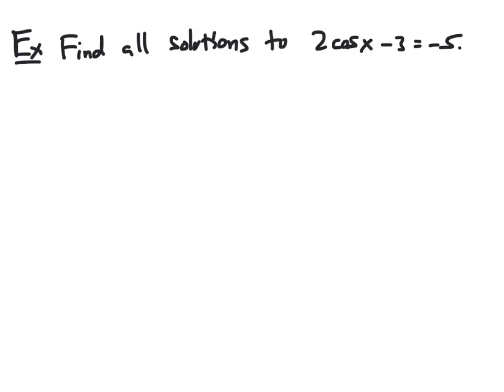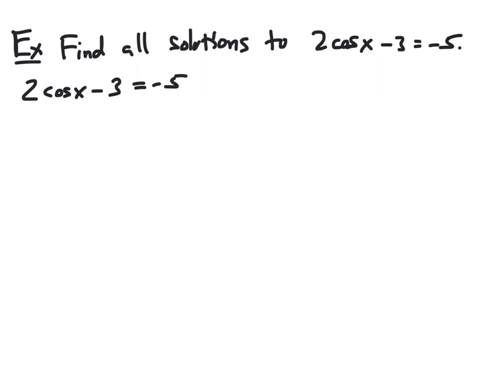In this example, we want to find all the solutions to the equation 2 cosine x minus 3 equals negative 5. Before we are able to simply write down the solutions to our equation, we do need to do some algebra to get this in the form trig function equals a number. And so in order to do that, we're going to start with our given equation, and we're going to apply the techniques that you've seen for solving equations of different types in the past. And we're going to isolate the trig function on the left-hand side.